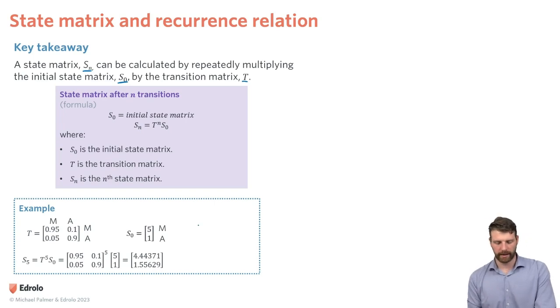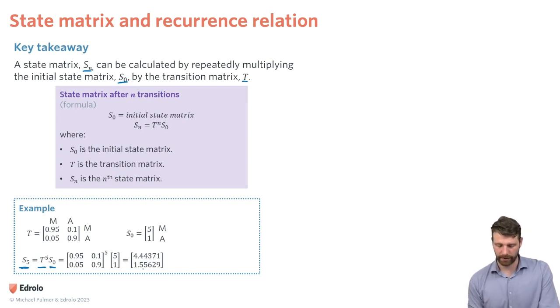So what does it look like in practice? If we want to find the fifth state matrix, then we need S5. And this will be T to the power of 5 times S0. So all we need is T and the initial state matrix, and we can quickly calculate any number of transitions.